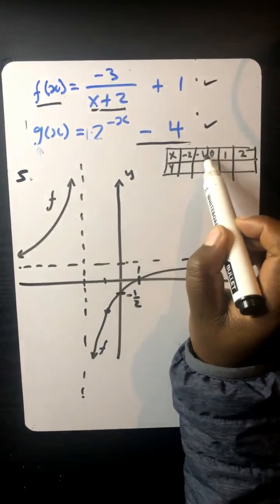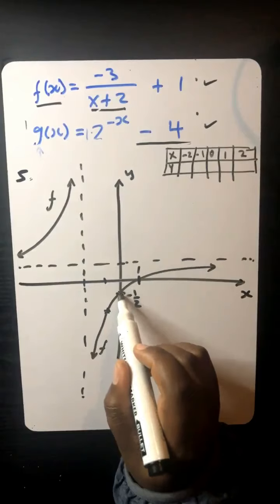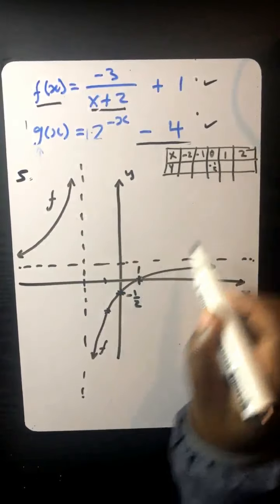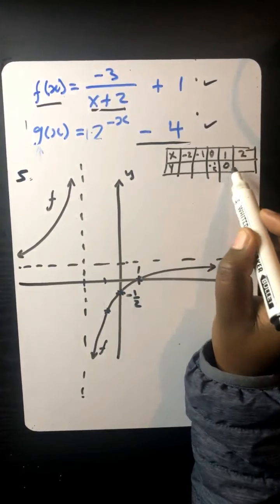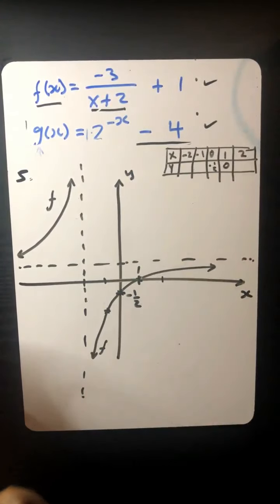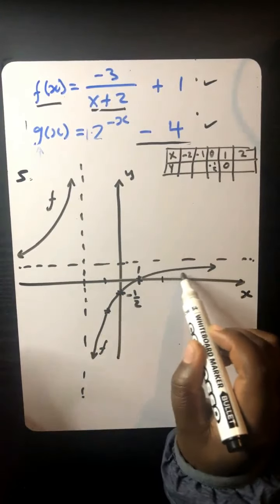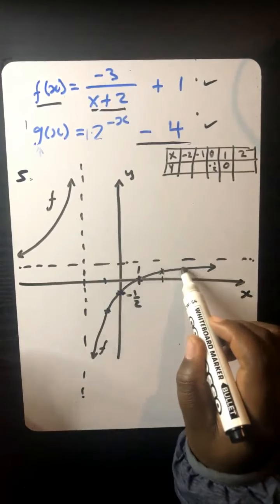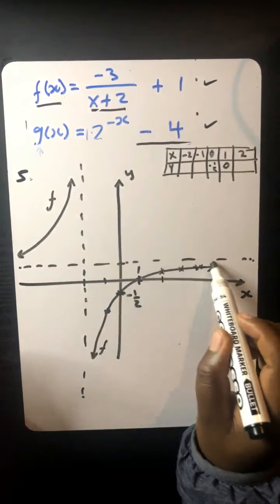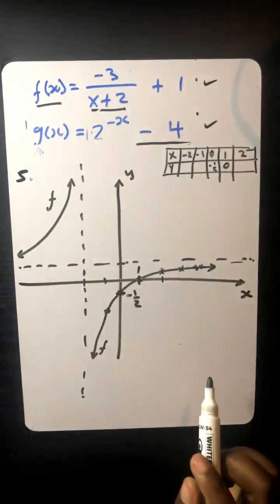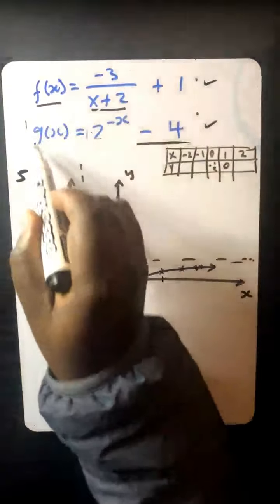Then where x is 0, that's where I got negative 1 over 2. Where x is 1, I'm getting 0. Then where x is 2, let me check, I'm getting a quarter. So a quarter is somewhere just above that. This thing is just going to continue like that, getting closer to that, but it will never touch. It will just approach that asymptote. Then you also do the same when you plot this one.